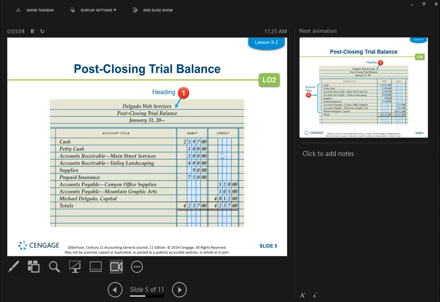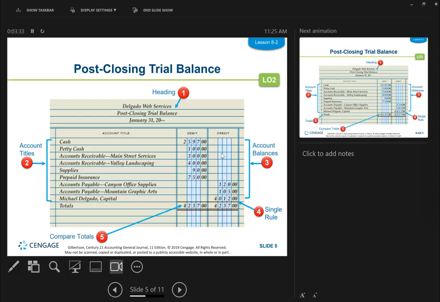To fill out this post-closing trial balance, you have a heading: the name of your business, post-closing trial balance, and the end-of-month date. You have your account titles. Again, your two types of accounts are asset and liability accounts. Then we have the account balances, which we read straight from the ledger accounts. Whatever the ending or closing balance in the ledger account is, that's the balance we take forward. We do a single rule, which means we add down. We compare our two totals, and if they match, we double rule at the bottom to say that we're finished. Everything is done. It matched.